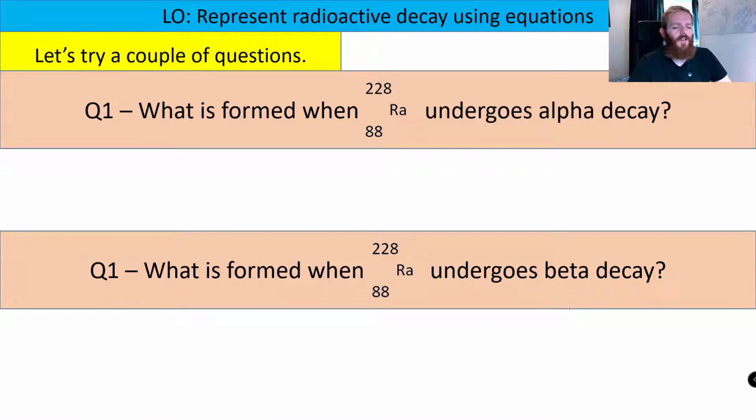So let's get you having a go at this yourself. I appreciate I've put question 1 and question 1 here. Don't worry about it. It's obvious which one's which. The questions are relevant, so it's fine. What is formed when radium undergoes alpha decay? Is question 1. And then question 2. What is formed when radium undergoes beta decay?